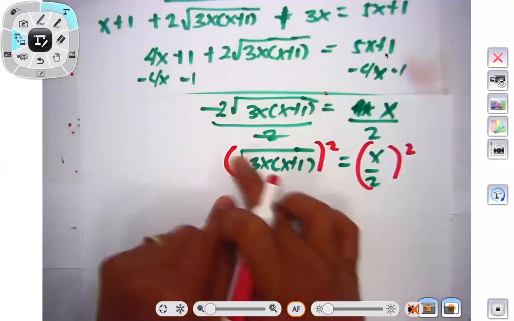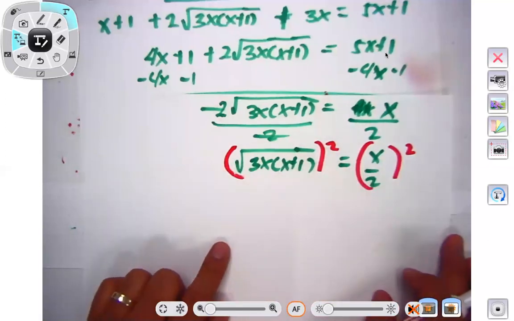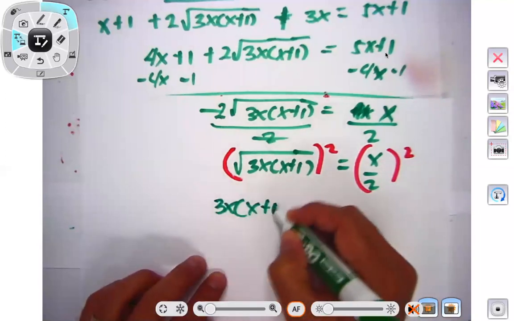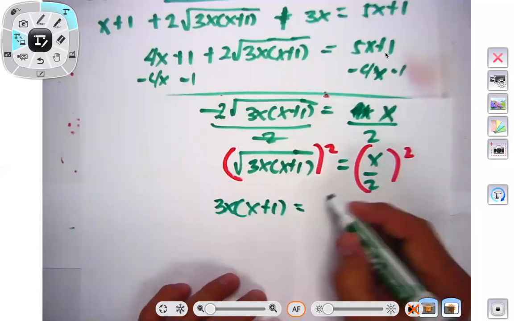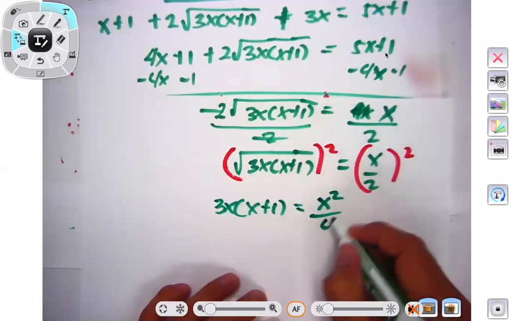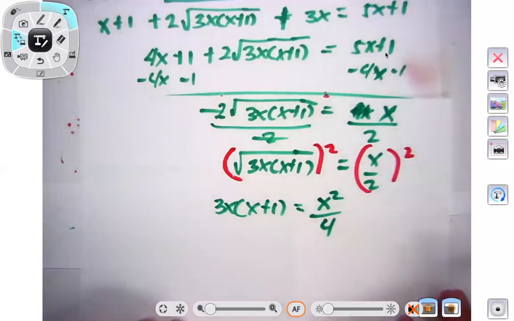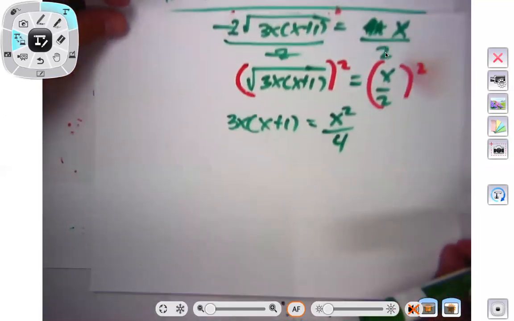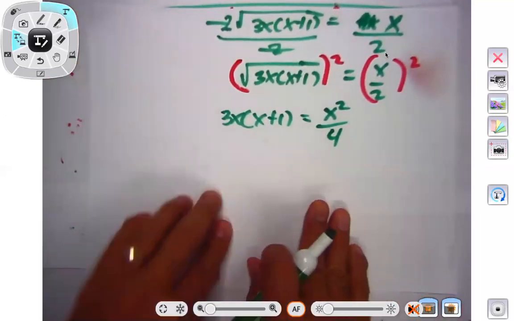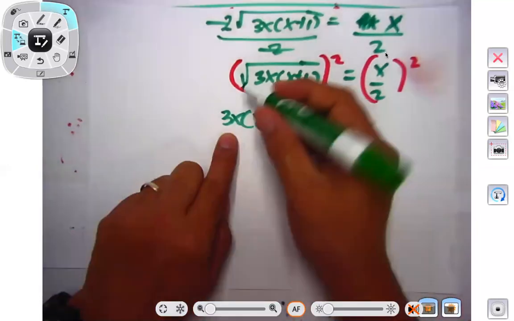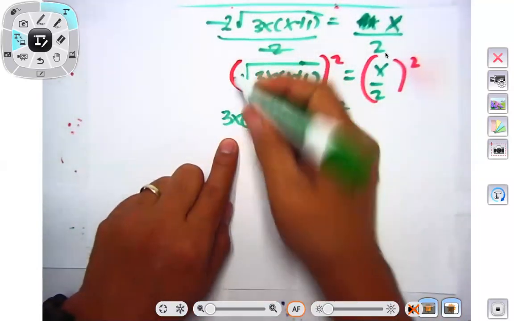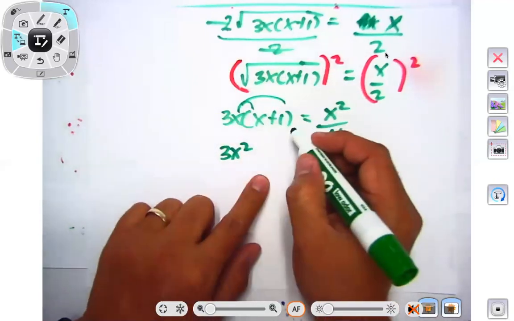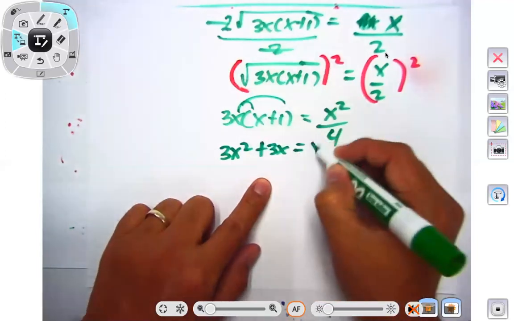Okay, so what's the square? It's simply your 3x times x plus 1. And how about this? x times x squared, 2 times 2, 4. So you have this x squared over 4. And then, wow, we're doing it. Yes, we're getting there. So we multiply this first, right? 3x times x. It's gonna be 3x squared, 3x times 1, 3x. That's equal to x squared over 4.